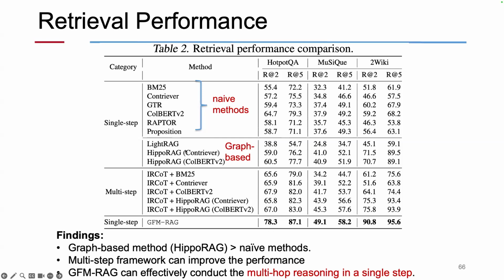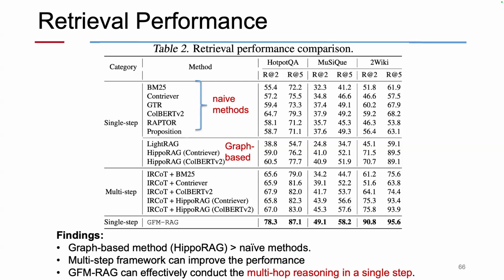And also there are some graph-based retrieval mechanisms like LightRAG or HippoRAG. They are based on the graph structure, but they are not powered by a graph foundation model. So they have suboptimal performance on conducting the graph reasoning and finding the relevant documents. Also, our method can outperform some multi-step iterative methods.